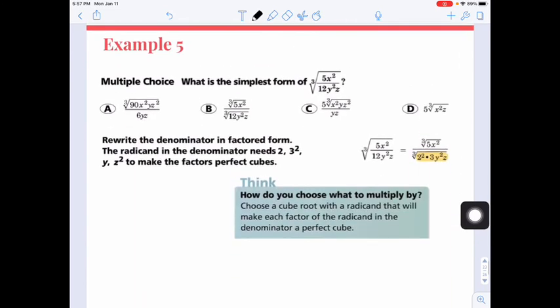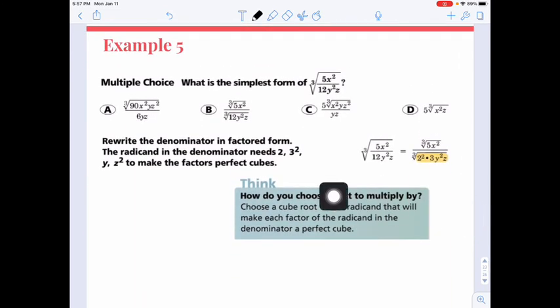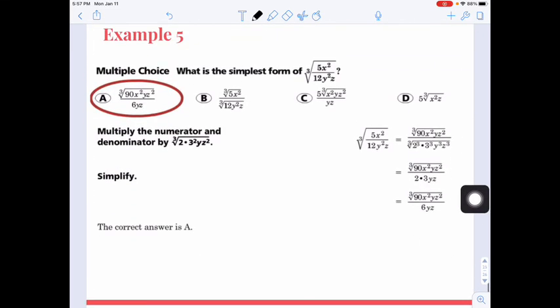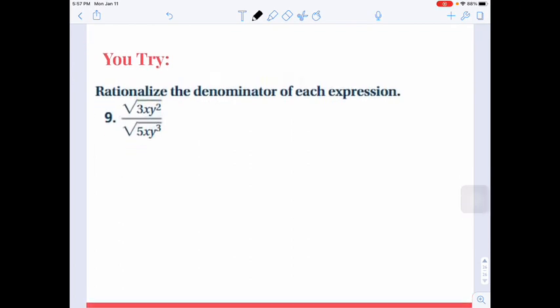And this was actually a multiple choice problem in the book, so the correct multiple choice option would have been A, as you can see on the next few slides. Now I would like you to try to rationalize the denominator of number 9, the square root of 3xy squared divided by the square root of 5xy cubed.